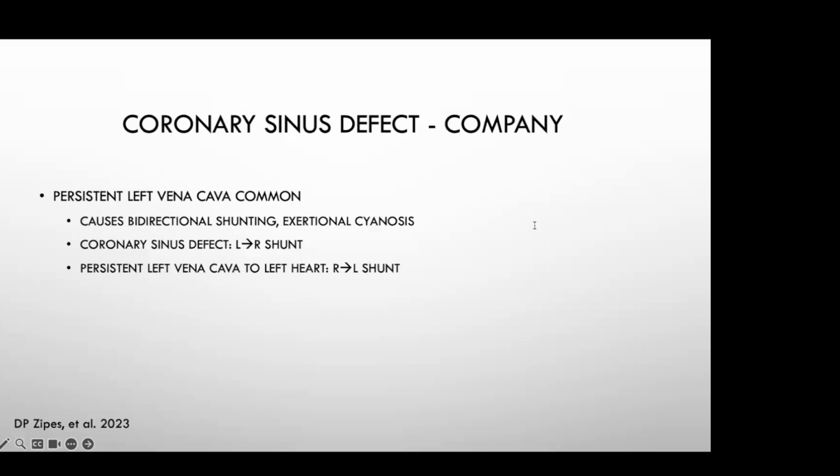And when people have both a persistent left-sided vena cava plus a coronary sinus defect, it can cause bidirectional shunting, where you get a left to right shunt from the coronary sinus interatrial communication, but you also get a right to left shunt from the persistent left vena cava, which has deoxygenated blood draining into the left atrium. These people doing physical exertion will increase their pulmonary pressures, increase their right-sided pressures, and as a consequence, they could get cyanotic because of preferential shunting from right to left.